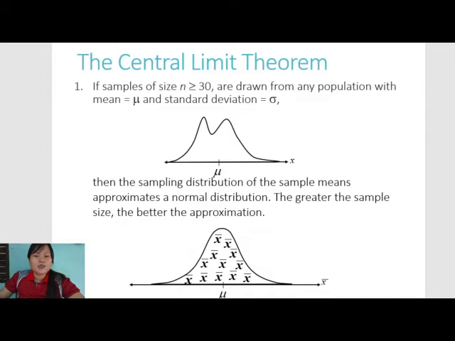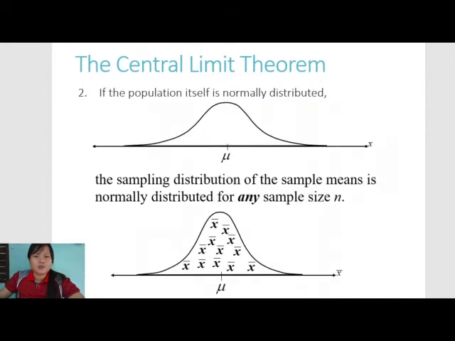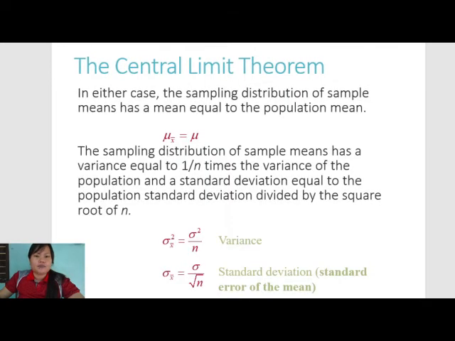So, the greater the sample size, the better the approximation. If the population itself is normally distributed, the sampling distribution of the sample means is normally distributed for any sample size n. In either case, the mean of the sampling distribution of the sample means is still equal to your population mean, and the variance is equal to 1 over n times the variance of the population.